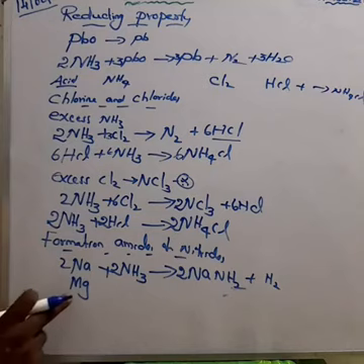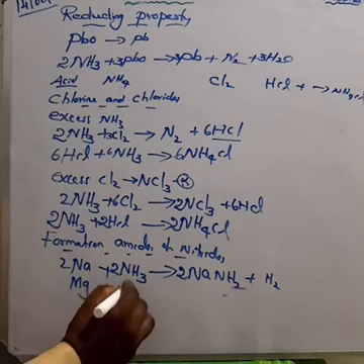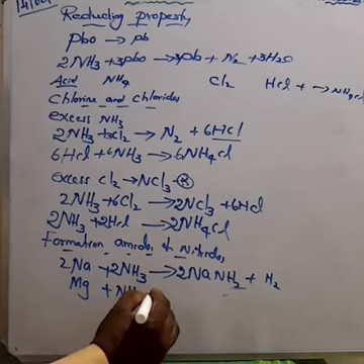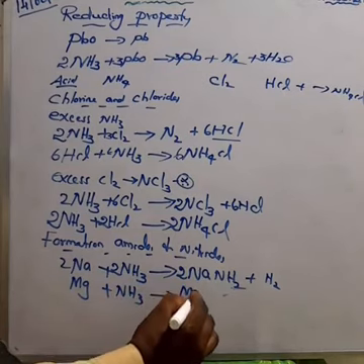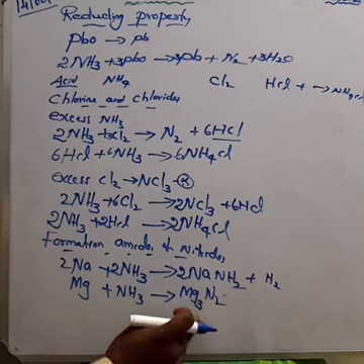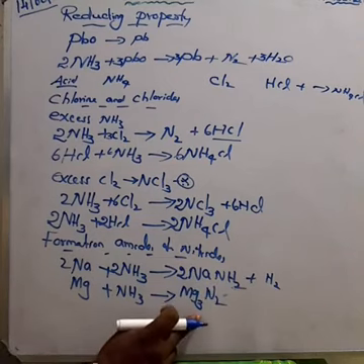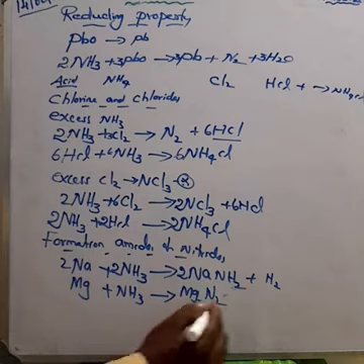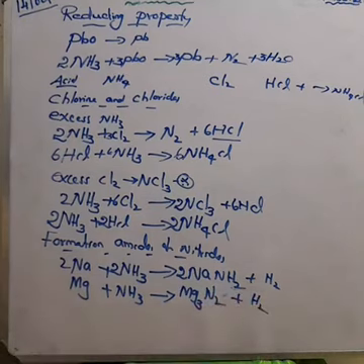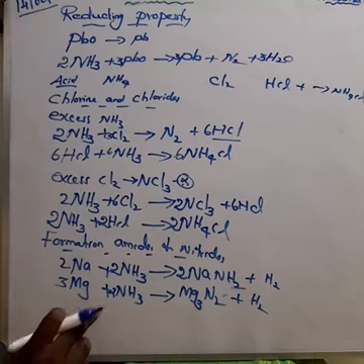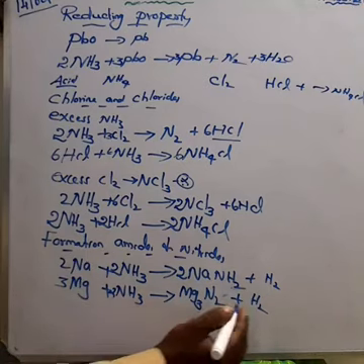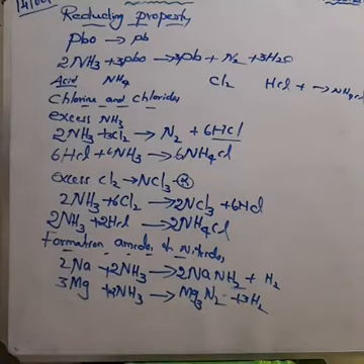Second condition. Magnesium combines with ammonia. Magnesium formula Mg reacts with ammonia, NH3, we get Mg3N2, magnesium nitride, and also liberating hydrogen. So how much magnesium is there? 3 magnesium. Make it 3 magnesium on the product side. How much nitrogen is there? 2 nitrogen. So make it 2 ammonia there. Then how can you find out the hydrogen? Hydrogen having 6. 2 into 3 is equal to 6. Make it 3 into 2 is equal to 6.